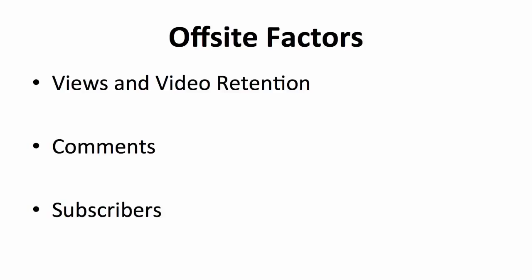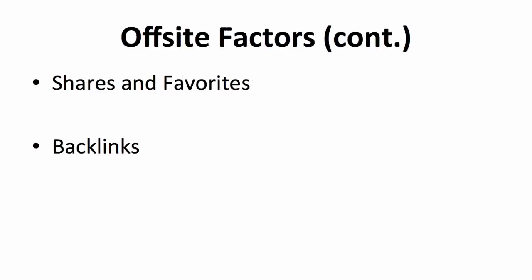Subscribers are the third factor. If people have subscribed to your channel, it means they have loved it. This indicates that your video is authoritative as well. If viewers share, favorite, or add your video to their watch later list, it gives an authority signal to YouTube as well.